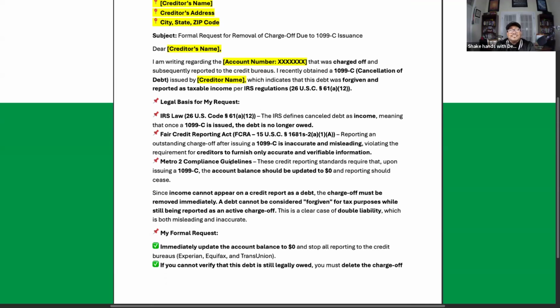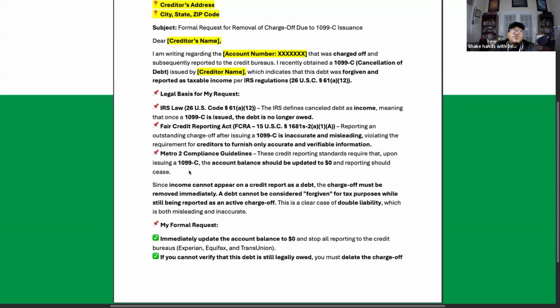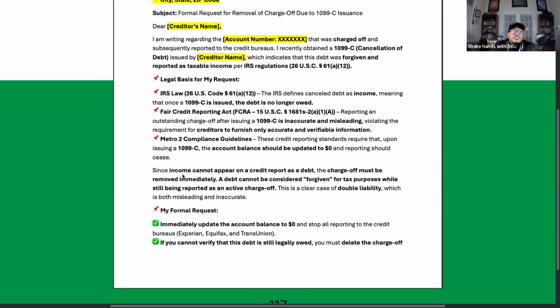And so you want to just cite some of those to put in your letter, which of course is your letter right here. You can use this particular letter. And what I'm going to do is move down to outside of the laws. Some income cannot appear on a credit report as a debt. The charge-off must be removed immediately. A debt cannot be considered forgiveness for tax purposes while still being reported as an active charge-off. This is a clear case of double liability, which is both misleading and inaccurate.